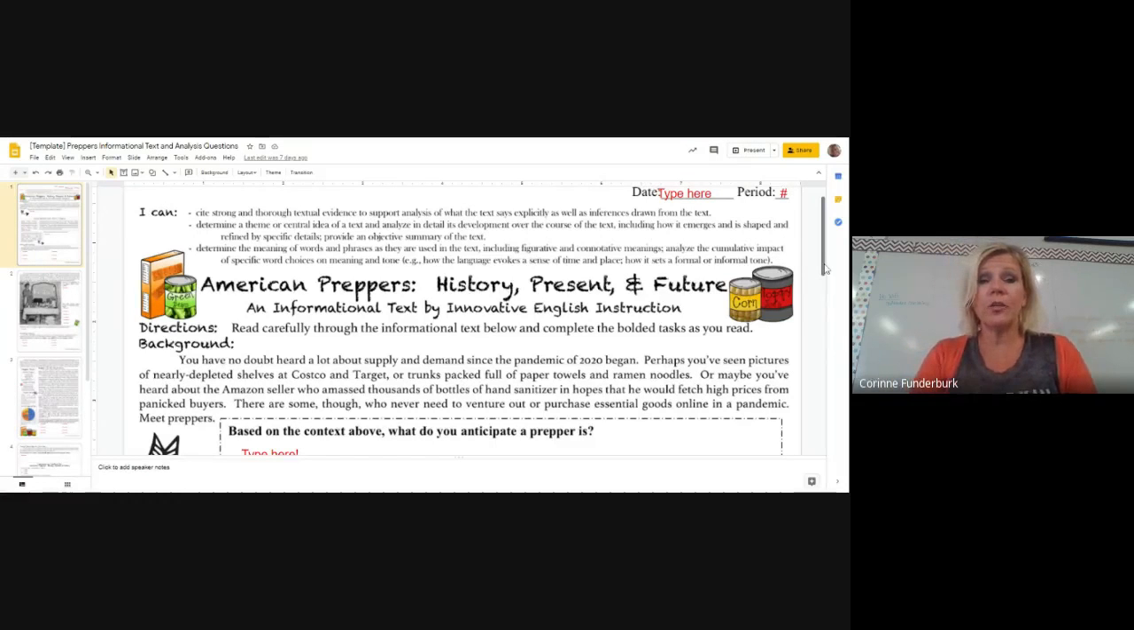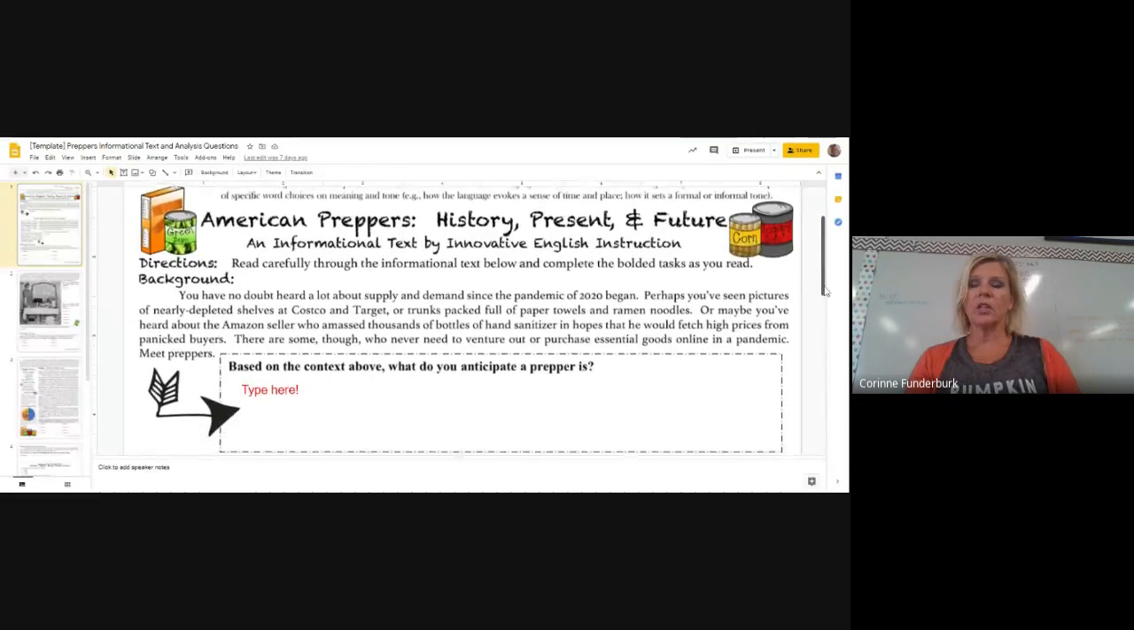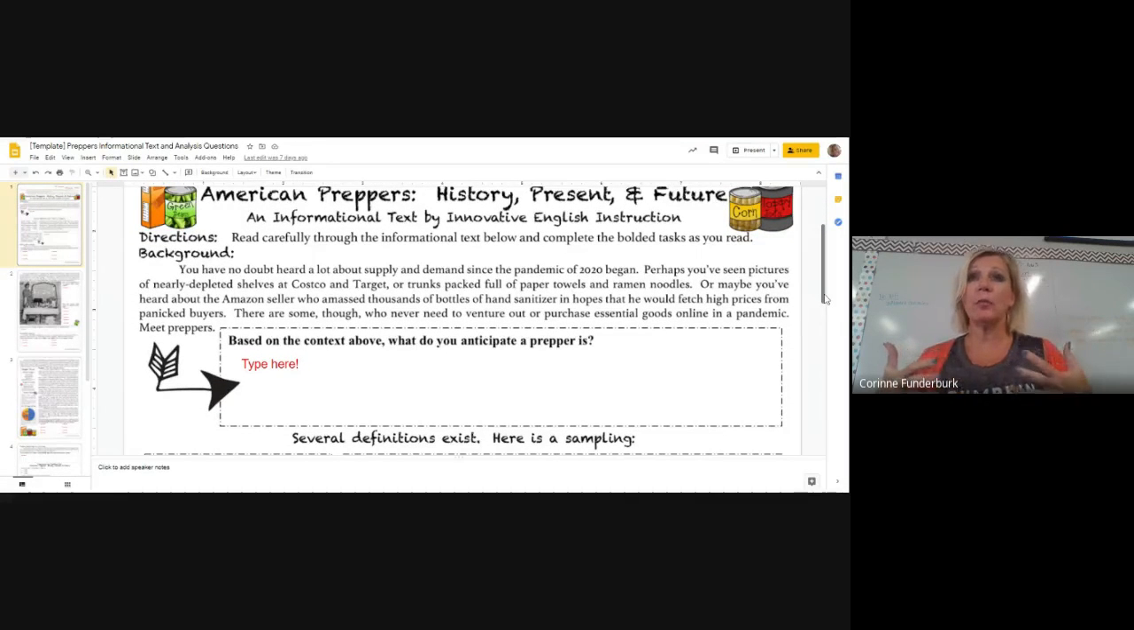So this information sheet is on American preppers. I just want to warn you, it talks about preppers, like how people were going crazy with the toilet paper at the start of COVID. Those are those types of people. They think it's doomsday, they think we're in trouble, and they need to hoard toilet paper, water, and canned food. It talks about that. So we're seeing that same thing happening now.